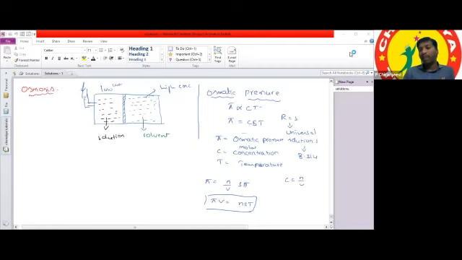How can we define molarity? Molarity is defined as the number of moles of solute present in 1 liter of the solution. So in place of C, if you write n by V, you will get pi V is equal to nST. Clear? So this is about osmotic pressure that we studied yesterday.